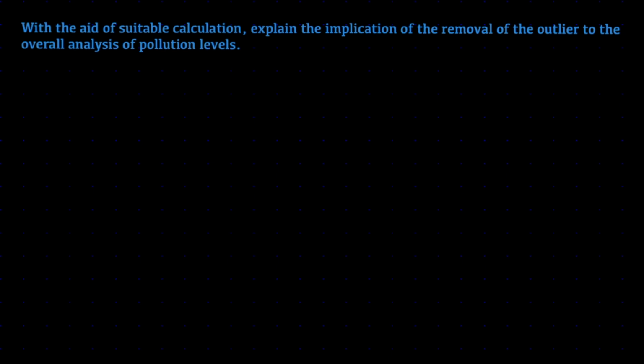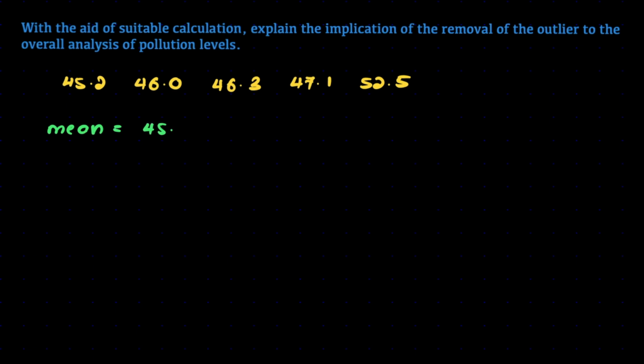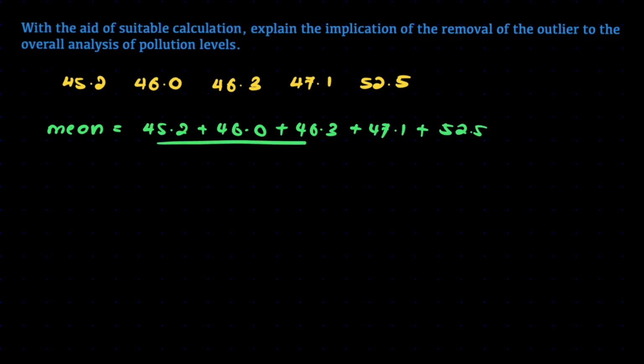With the aid of suitable calculation, explain the implication of removal of the outlier to overall analysis of pollution levels. Alright, given here are the data points from the previous question. The first thing that you need to do is calculate the mean. The mean of the original data points shall be 45.2 plus 46.0 plus 46.3 plus 47.1, and the last value is 52.5, divided by 5.